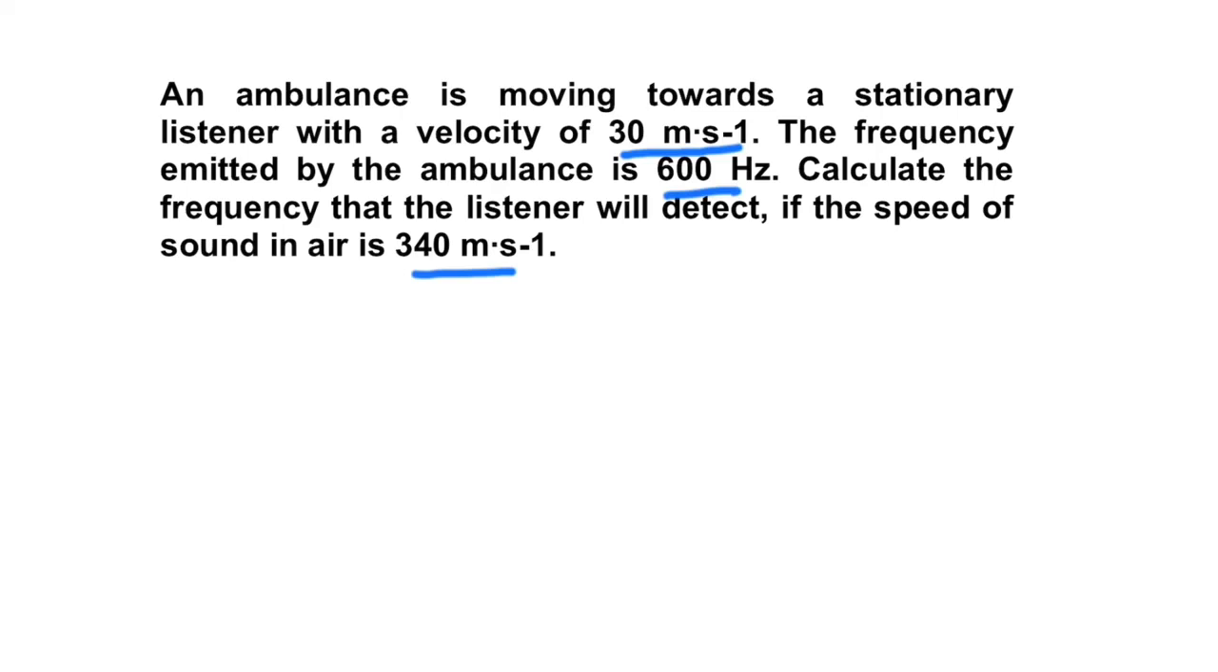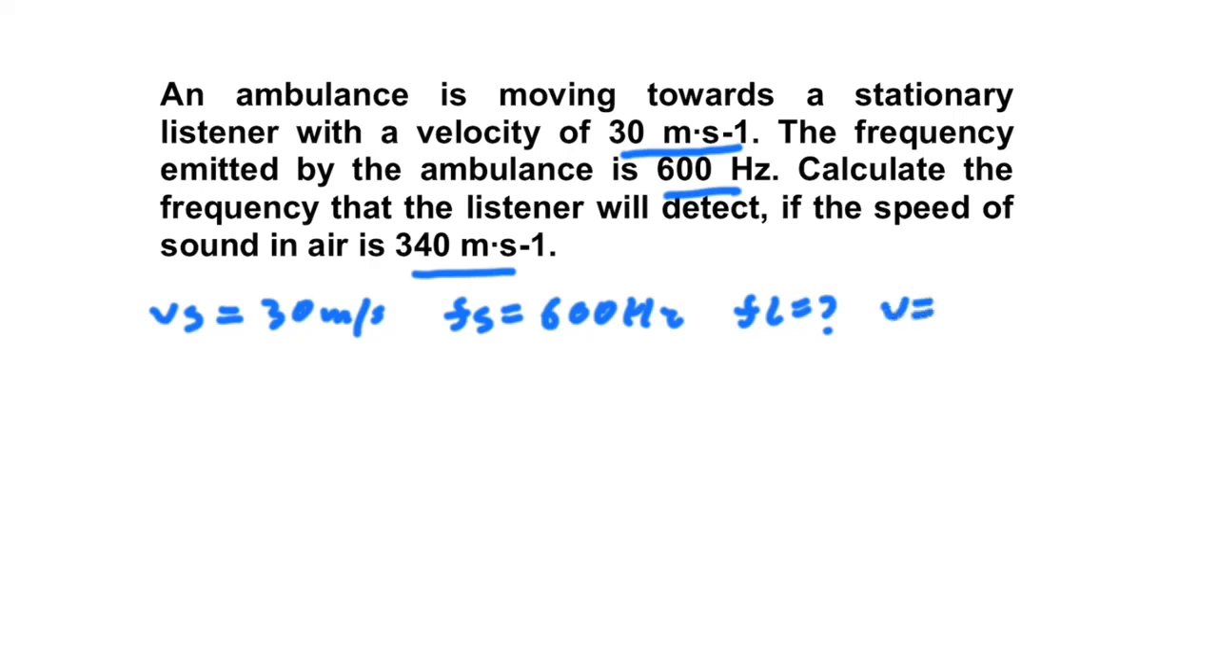So let's go ahead and take a look. The velocity of the sound source is 30 meters per second, so let me write that down. And then the frequency emitted is 600 Hz. So FS, frequency emitted by the source, is 600 Hz. Calculate the frequency that the listener will detect, so we are interested in FL. If the speed of sound in air is 340 meters per second, so we have V equal to 340 meters per second. The ambulance is moving towards a stationary listener, so VL is equal to 0. Our listener is stationary.